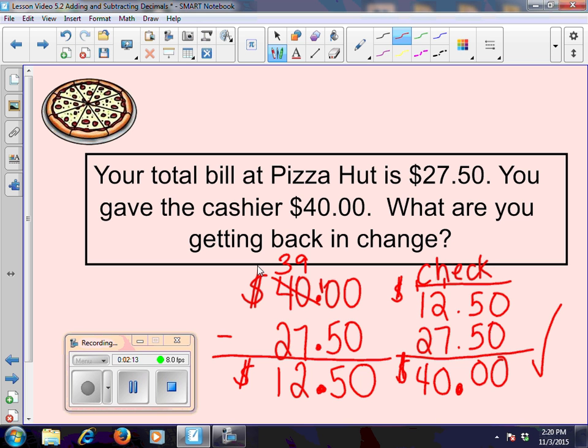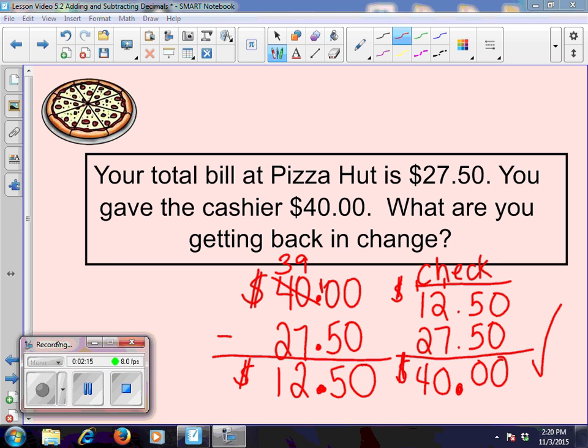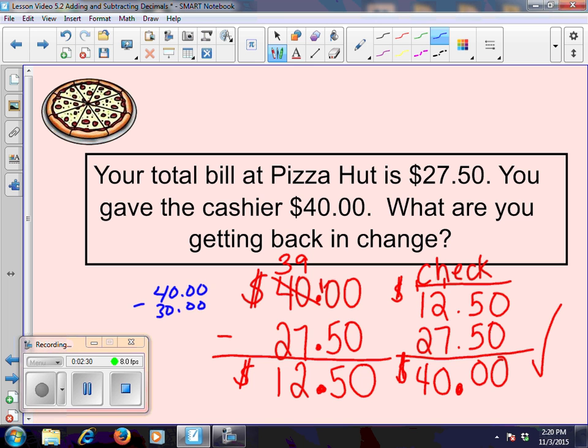Another strategy that I like to do when I'm not given a calculator or even pen or pencil, I can take this $27.50 and I can round it up to $30. So I know $40 minus $30 is at least $10. Okay, so I'm getting at least $10 back.